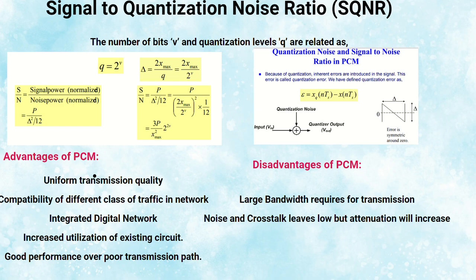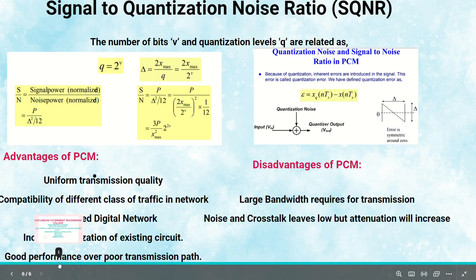This is possible obviously due to pulse code modulation, and an integrated digital network is utilizing that facility of voice transmission into digital, also by pulse code modulation. Then we can see here two other advantages, that is increased utilization of existing circuits and good performance over the post transmission path, like this.